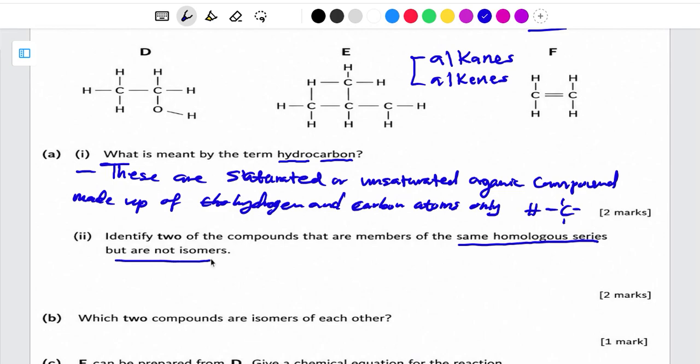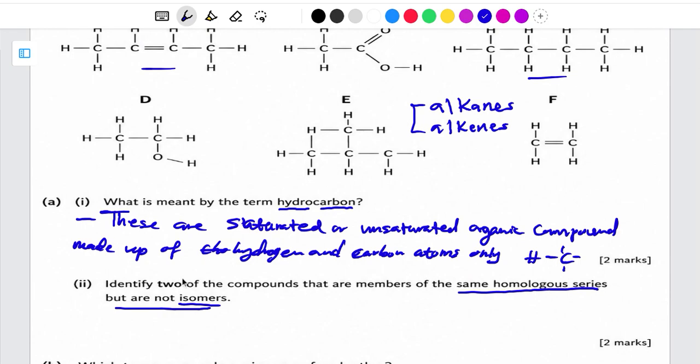Then identify 2 of the compounds that are members of the same homologous series but are not isomers. So you have to understand what isomers are. Isomers are compounds that have the same molecular formula but different structural formula. For example, they can have 4 carbon atoms and 8 or 10 hydrogen atoms, but the way you draw the structure is different.